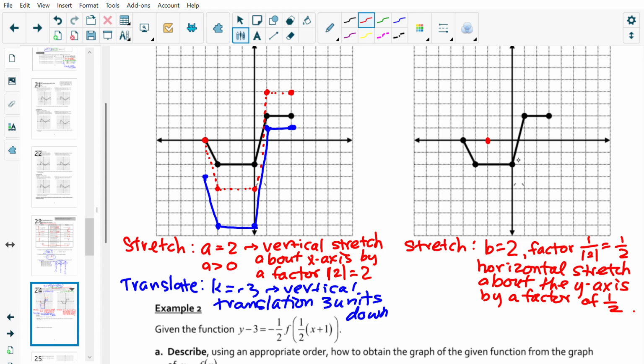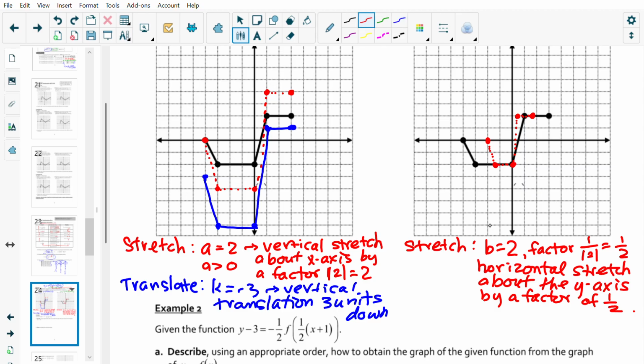So 1, 2, 3, 4. I'm just going to go to 2. 1, 2, 3. I'm going to go to 1.5. Okay, this 0, I'm going to stay at 0. 1 up here, I'm going to go to 1/2. 1, 2, 3, I'm going to go 1.5. So here's my, oops, I'll do dotted line for this. Okay.